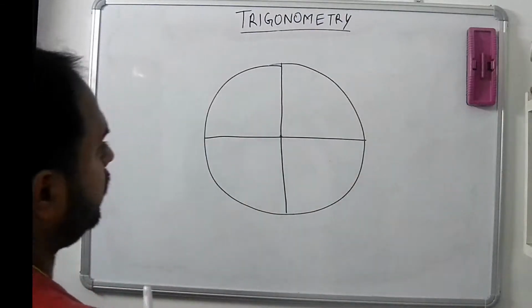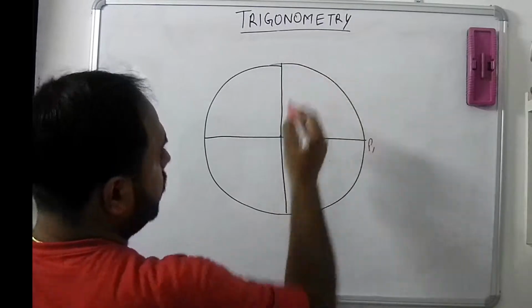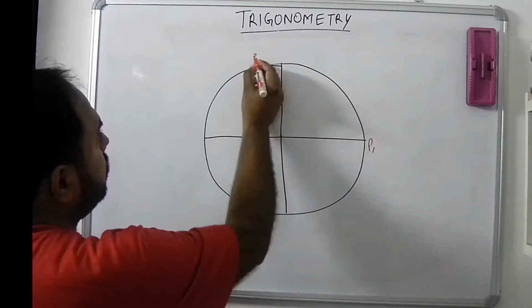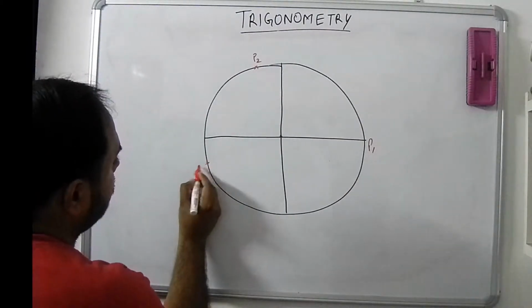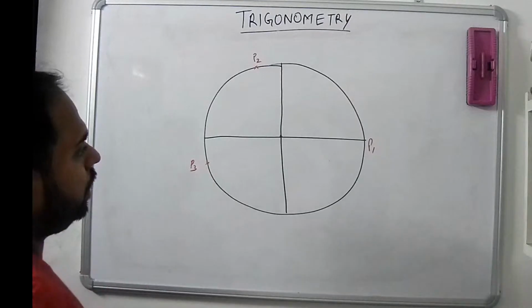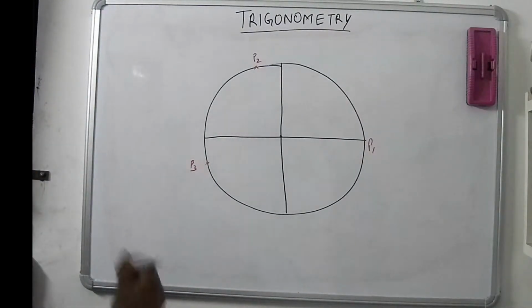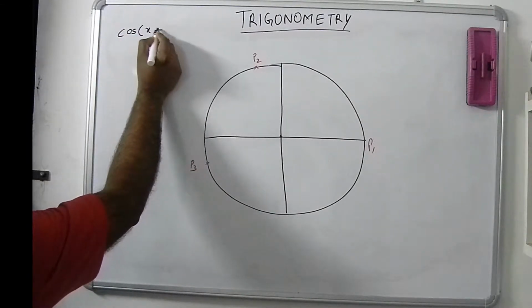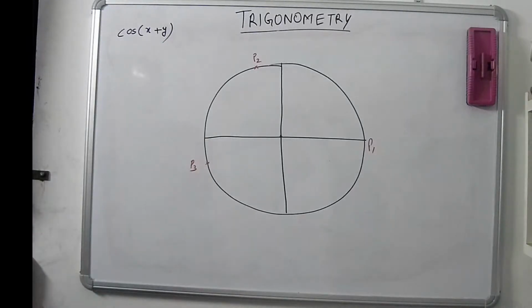So I defined 4 points. P1, let's define it like P2, a point here, P2, and let's define a point here like P3. And then, what I'm interested in is cos of x plus y.